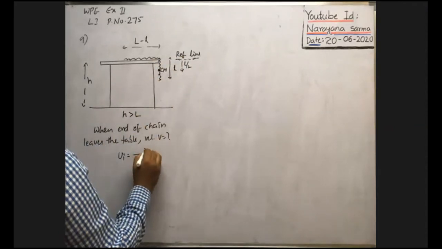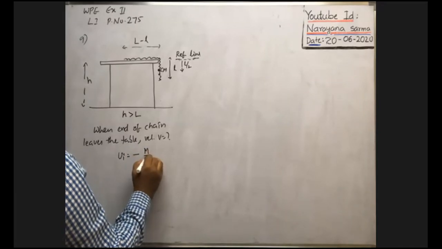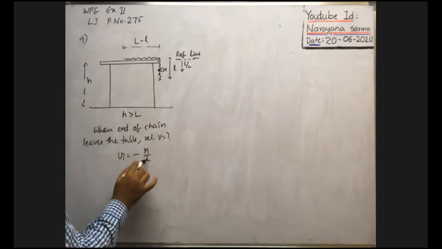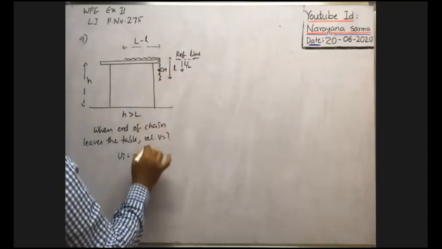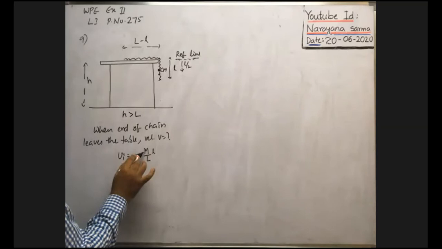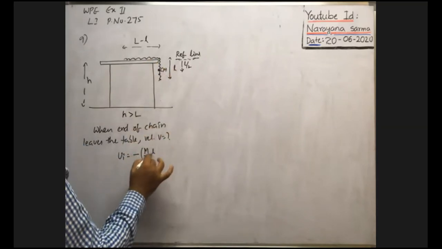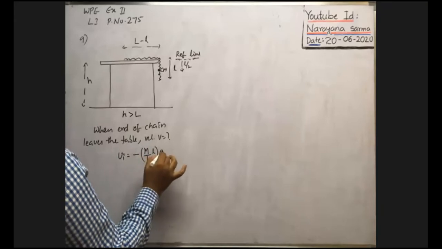Total mass of the chain is, say, M, capital M, and the total length is already given as capital L. Then the mass per unit length of the chain is M by L. Then for this part, the mass is the mass per unit length into the length of the chain hanging, which is l. That's why this gives the mass of the hanging part, into g, into h.